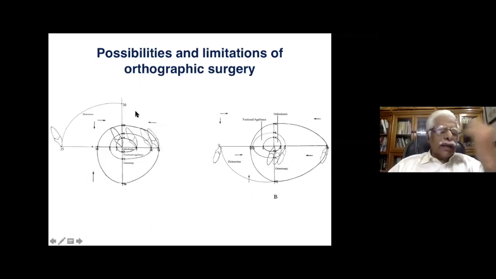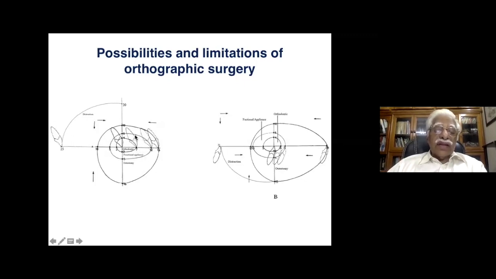This is a modified picture from Williams and Proffit, and see, the central point is the final position of the tooth. This inner circle shows how much you can move orthodontically. Somewhere around 6 to 7 millimeters, you can retrude the teeth orthodontically, almost 1 centimeter. Here it is being shown as 7 millimeters.